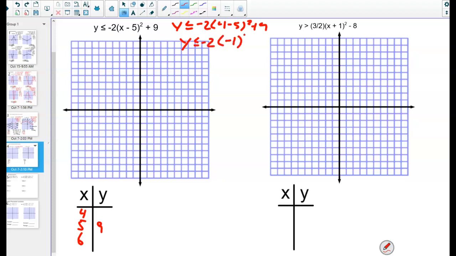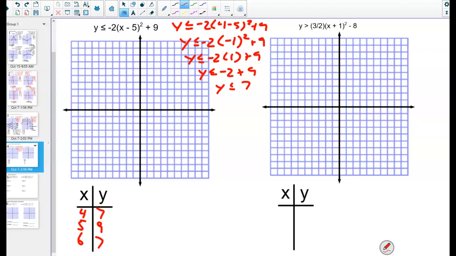4 minus 5 is a negative 1. You've got to do the square first. Negative 1 squared is 1. That turns it positive. So now we're at negative 2 plus 9. So it's 7.